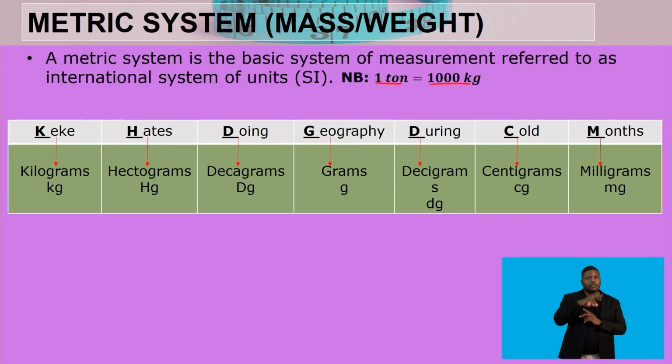Now we are still using the very same mnemonic. It will only change from the basic because the basic for mass and weight is grams. So now KK hates doing geography during cold months. Why the geography? Because the basic unit of measuring mass or weight is grams. So that is why we're using geography instead of the maths. Remember, with the previous one, we said math because it is for meters, so M for meters. Now we are using G for grams. So the same concept is used. We have kilograms, hectograms, decagrams, grams, decigrams, centigrams, and milligrams.